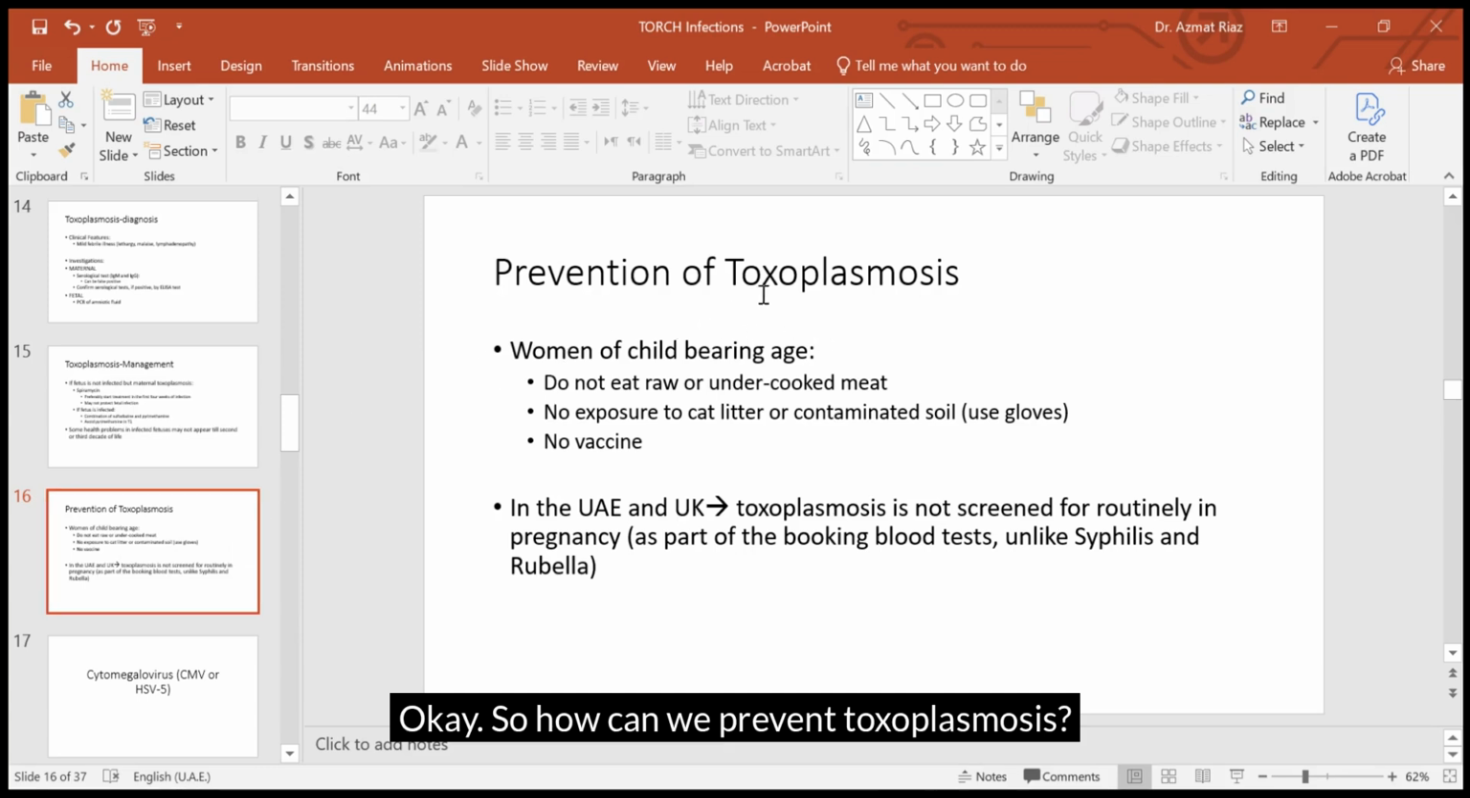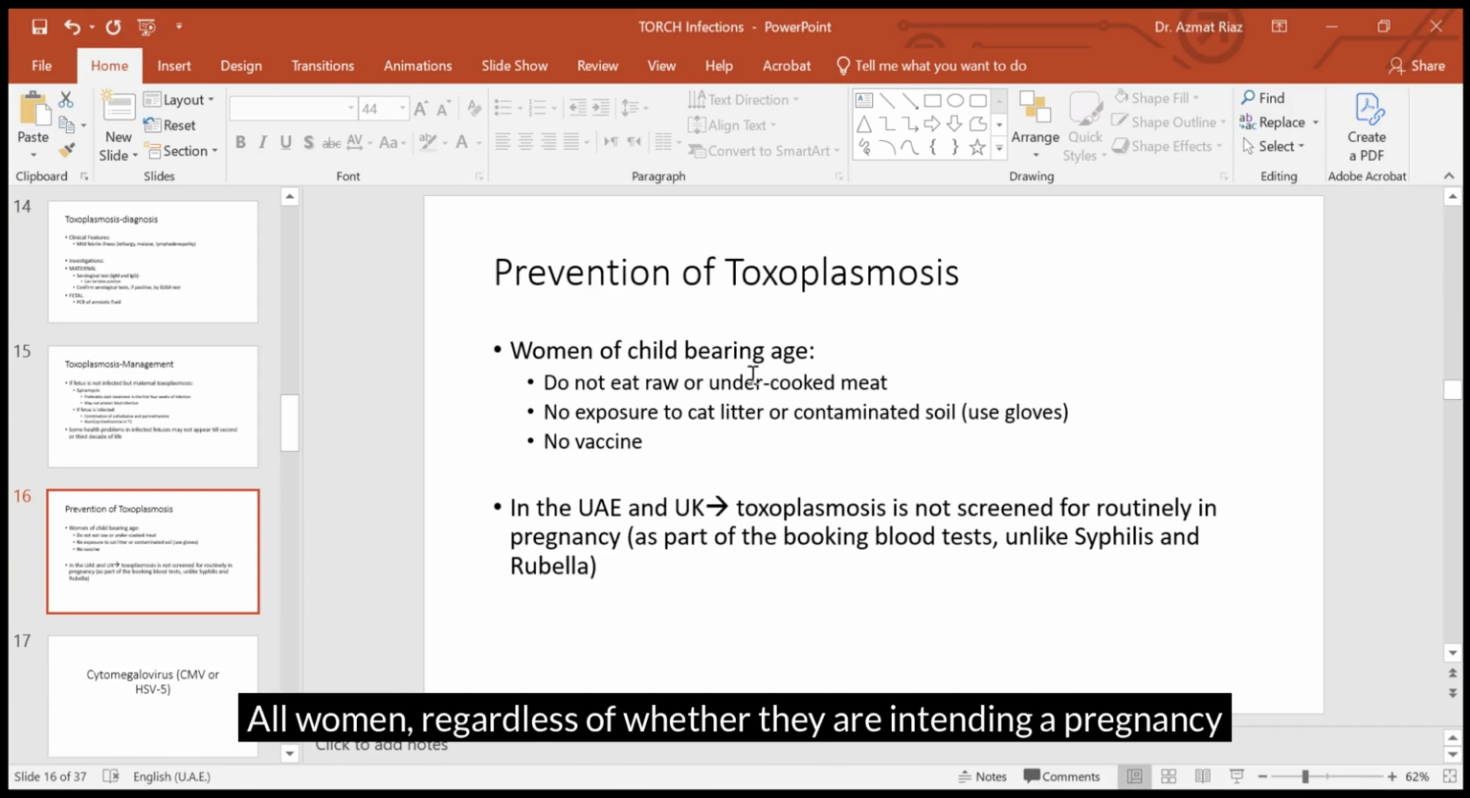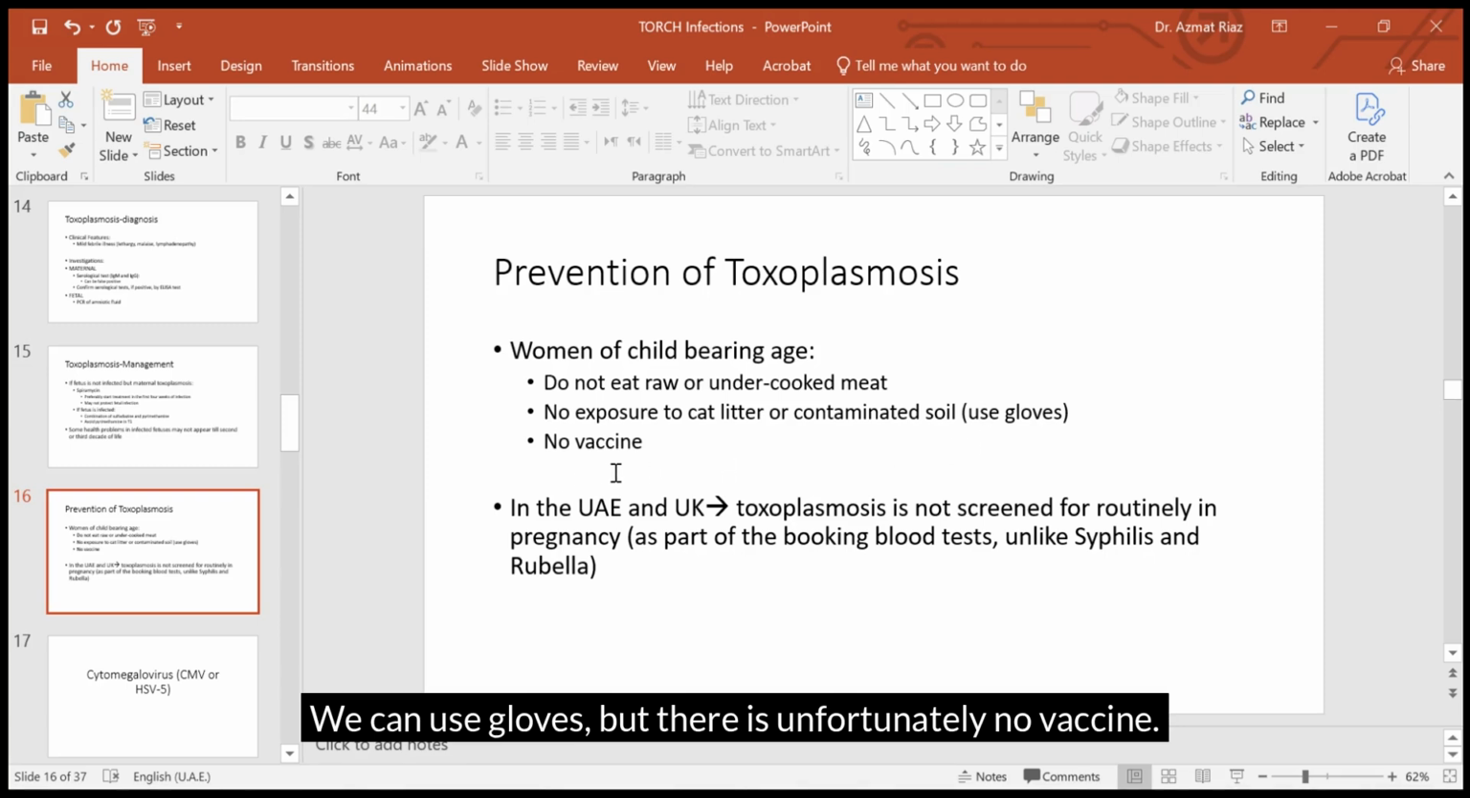So how can we prevent toxoplasmosis? All women, regardless of whether they are intending a pregnancy or not, should avoid eating raw or undercooked meat. Avoid or minimize exposure to cat litter or contaminated soil. We can use gloves, but unfortunately there is no vaccine.